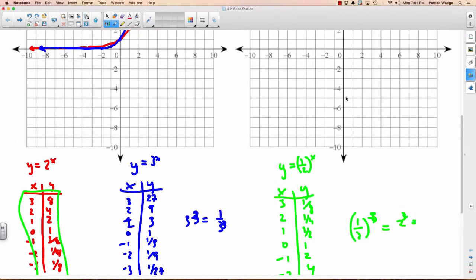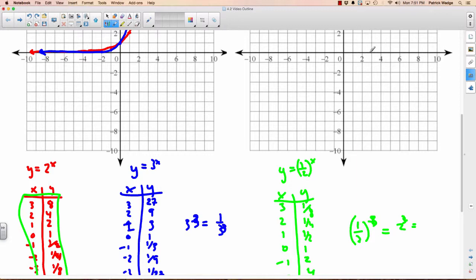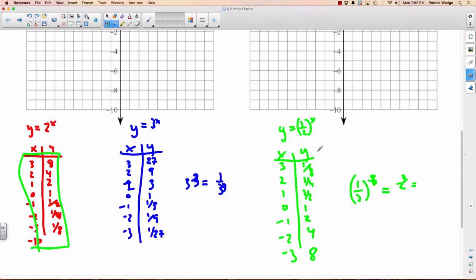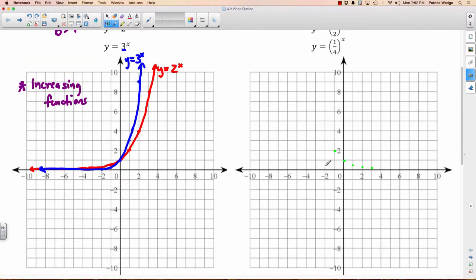So let's graph this. The first point is 3 and 1/8, so it's going to be very low. 2 and 1/4. I'm doing the best I can. I know this is not perfect. 1 and 1/2. 0 and 1. -1 and 2. Then we've got -2, 4 and -3, 8. And there you go. This is the first graph.